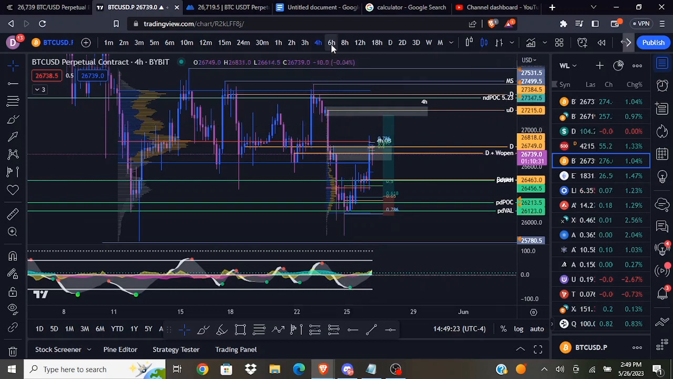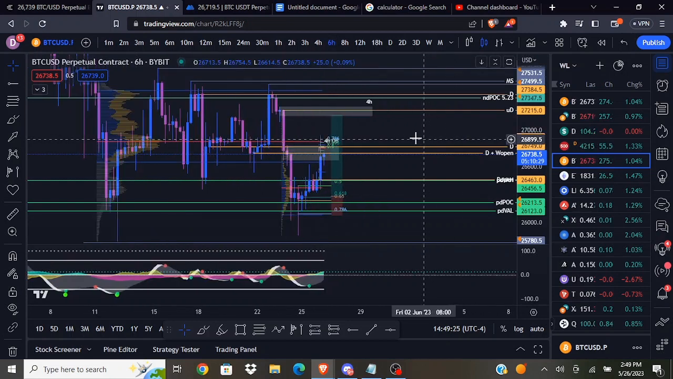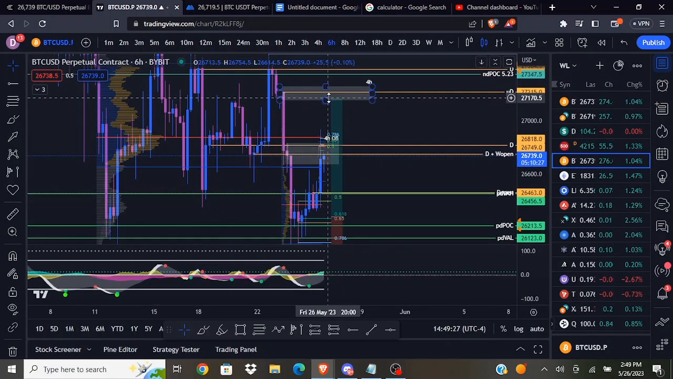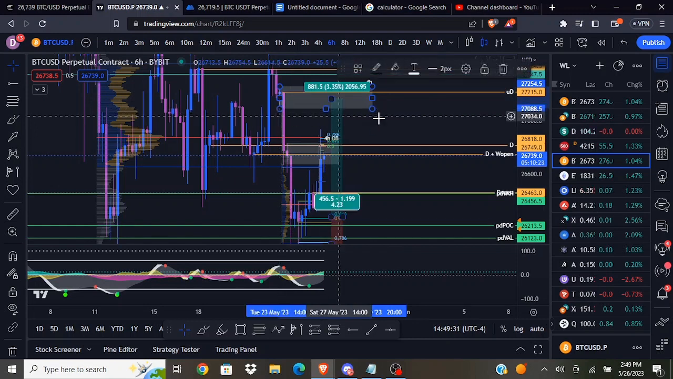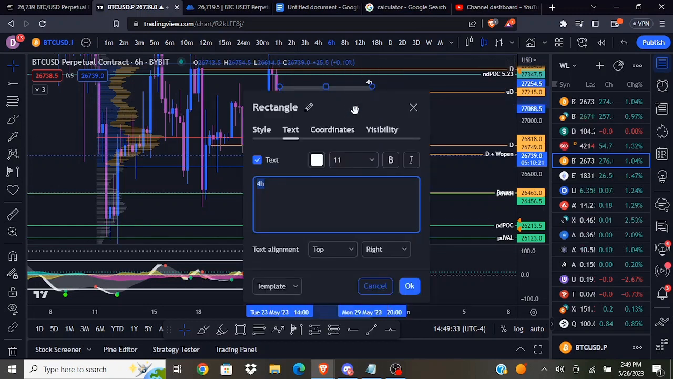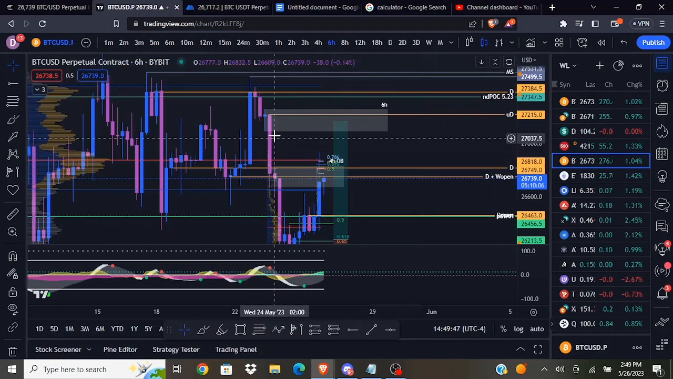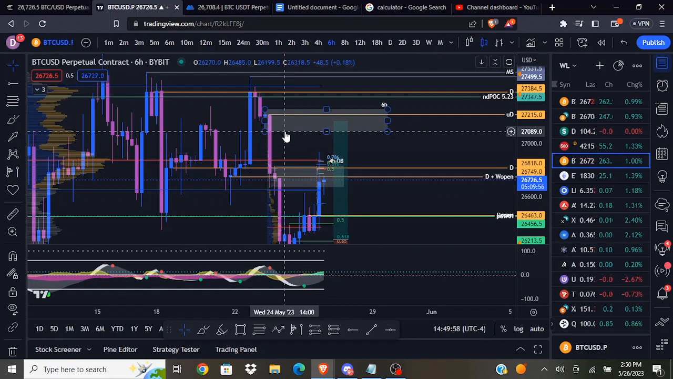So usually I like to mark out the higher time frame ones, and in this case I kind of made a mistake. There was a 6-hour order block that is actually larger than this 4-hour order block. So I will go ahead and change this to a 6-hour order block. When I was marking that out, I didn't realize that there was a 6-hour one here, and the 6-hour one is larger. So this is the one that I would mark out. It's a more significant area.